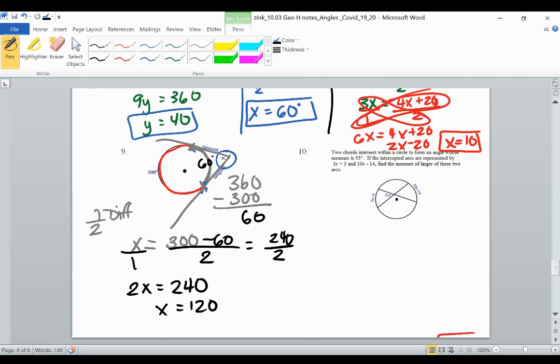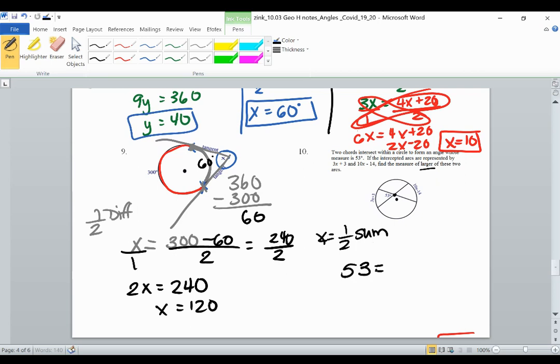Okay, number 10. 2 chords intersect within a circle to form an angle whose measure is 53 degrees. That's given to you right here. The intercepted arcs are represented by 3x plus 3 and 10x minus 14, which they're labeled. Find the measure of the larger of these 2 arcs. So let's set up our equation. We see an angle. Its vertex is inside the circle, but not at the center. So we should be thinking half the sum of the arcs. So the angle is equal to half the sum.